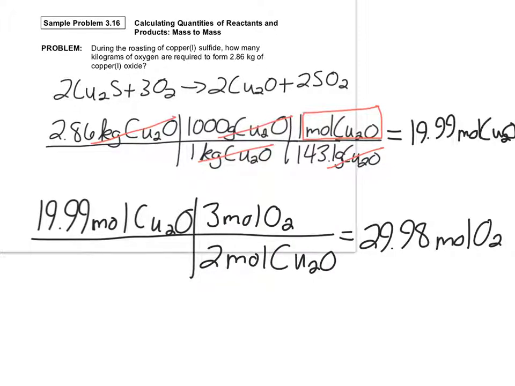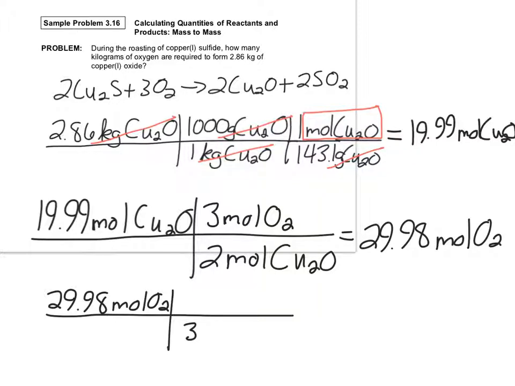But the problem's asking for kilograms, so I've got to relate moles to mass. And just as it was before with the copper oxide, the molar mass is what relates grams to moles and moles to grams. So 29.98 moles of oxygen, and I'm going to set up my T. Now the molar mass of O2, that's 2 times 16, because the molar mass of oxygen is 16 grams per mole from the periodic table. So 2 times 16 would be 32 grams of oxygen in 1 mole of O2.